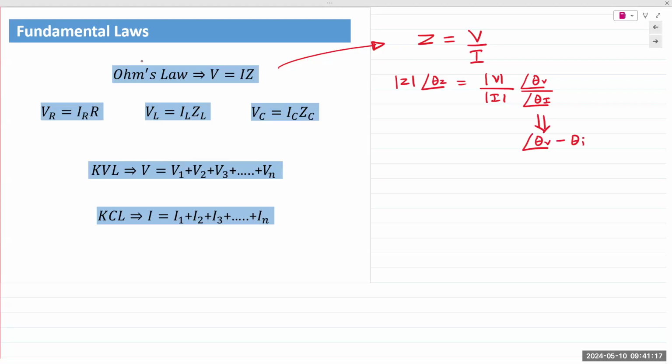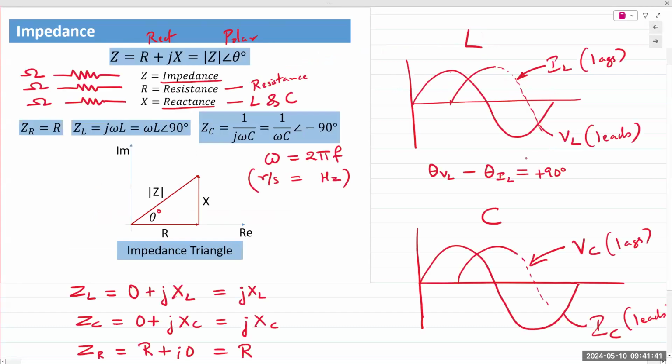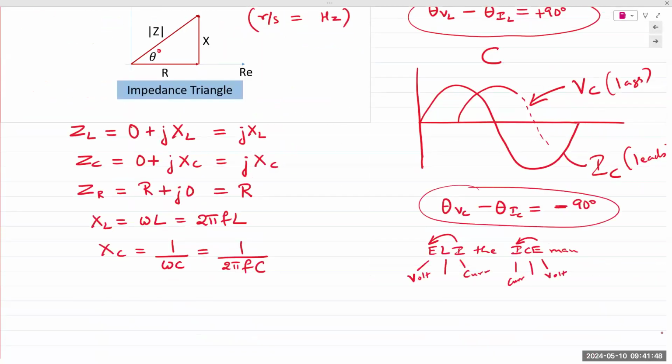It's the angle that it makes with the real axis. So the impedance angle, theta Z, is always voltage minus current. And if it's always voltage minus current, and you go back to this slide, voltage minus current for an inductor is always plus 90. For a capacitor it is always minus 90.